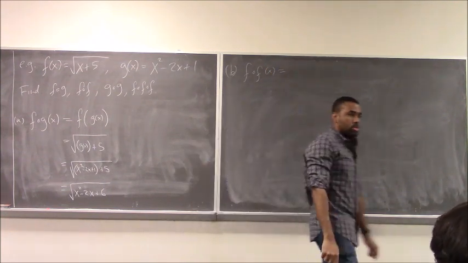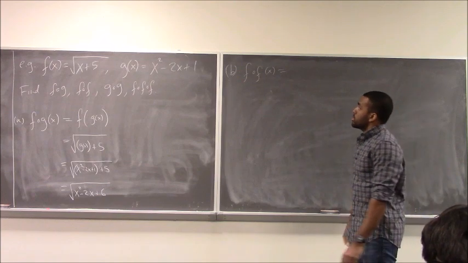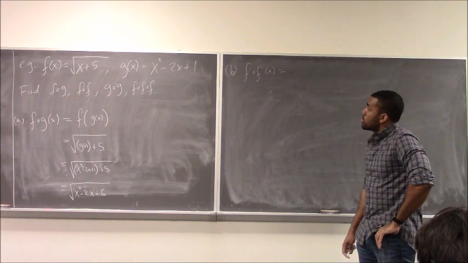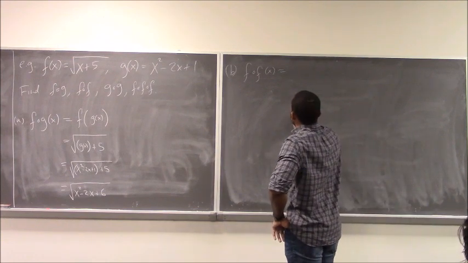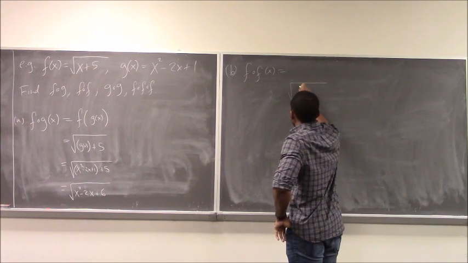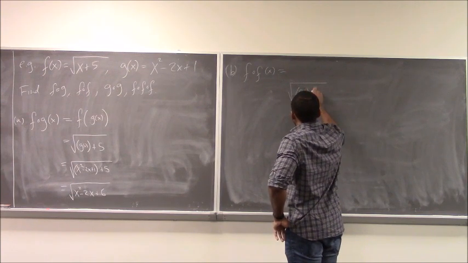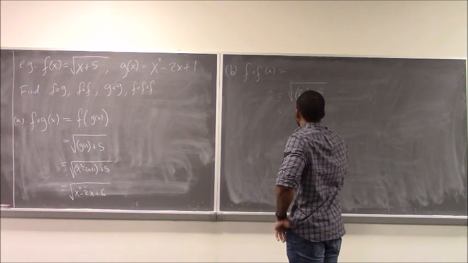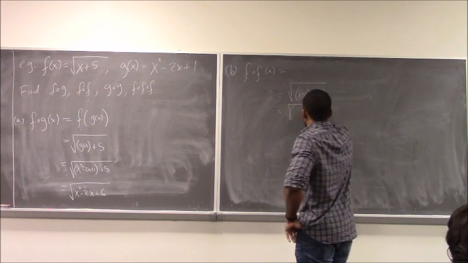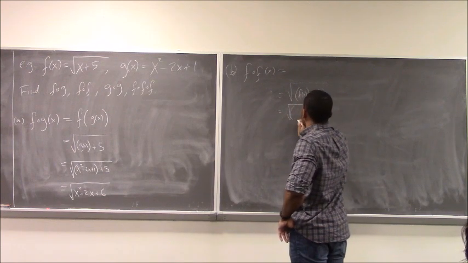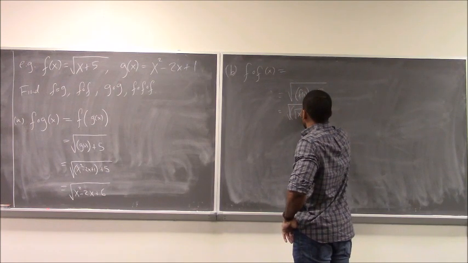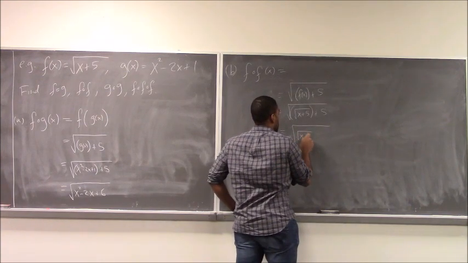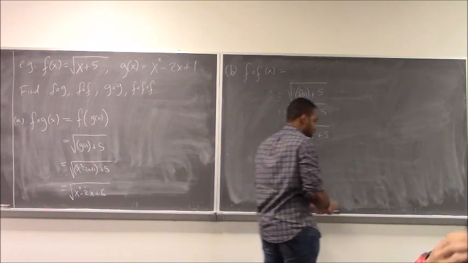Someone tell me how to do this one. Yeah? So you're going to do radical f of x plus 5. So then it's going to be radical, then in parentheses, x plus 5. Yeah, radical x plus 5. So we have the radical of radical x plus 5, plus 5. Can we simplify that further?